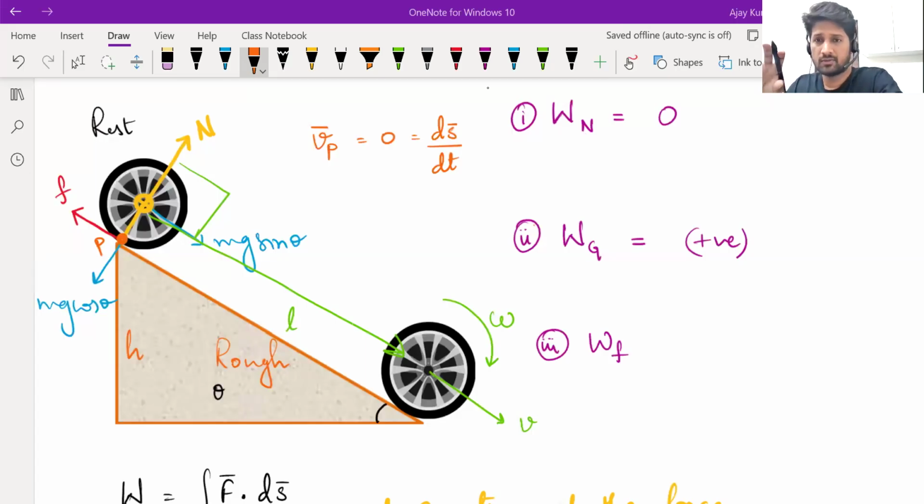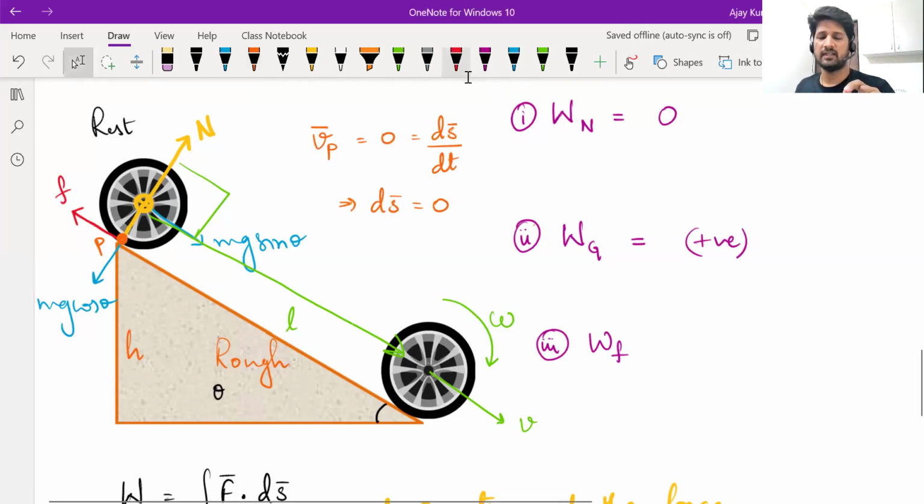Right. So it was given to you that the object undergoes pure rolling, and when the object is in pure rolling, the point of contact will be at rest with respect to the surface on which it is rolling. So velocity of P is 0. If velocity is 0, that means ds by dt is 0, means ds is 0. Okay. So the exact point on which normal force is acting and also friction is acting is at rest.